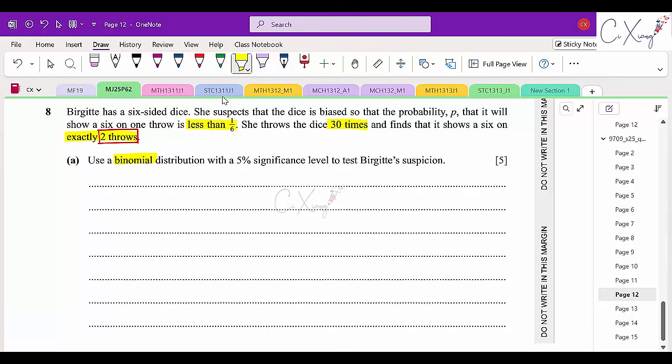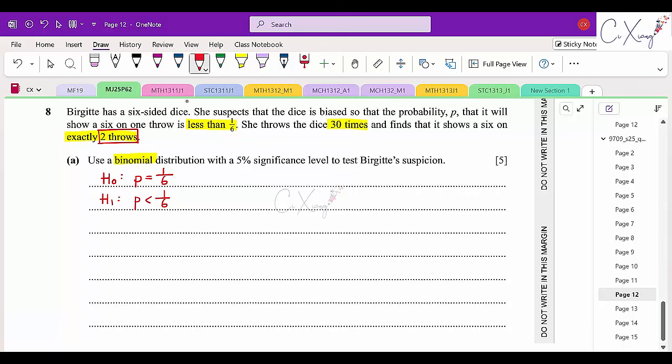Okay. Alright, so first of all, we need to set up the null and also the alternative hypothesis first. They are talking about the probability of getting a 6 on the dice. Okay, so originally, if let's say the dice is fair, so the probability should be 1 over 6. But they suspect that it is less than 1 over 6, less than. So the keyword less than means that the p will be smaller than 1 over 6, and we'll put it under the alternative hypothesis.